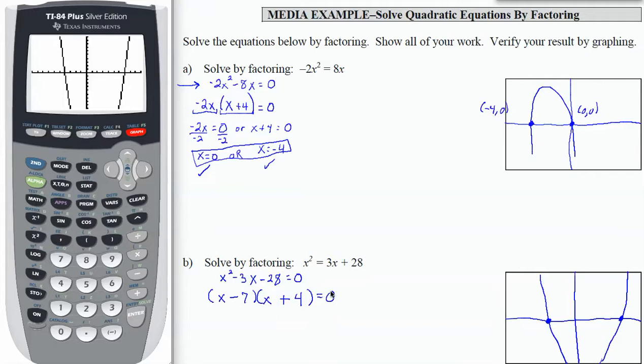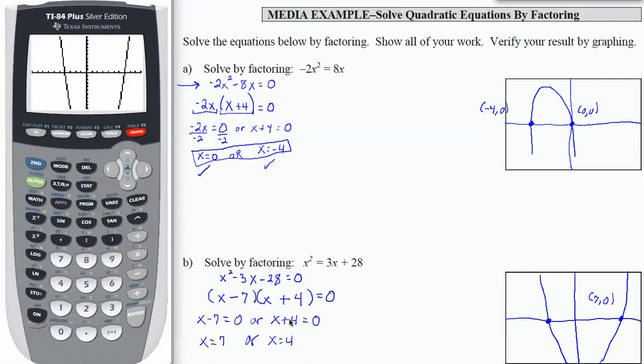Remember to set this equal to 0. Once I have it set equal to 0, I can set each of my factors to 0. So I have x minus 7 equals 0 or x plus 4 equals 0. That means x equals 7 or x equals 4. So what I'm betting is that this ordered pair over here is 7, 0.